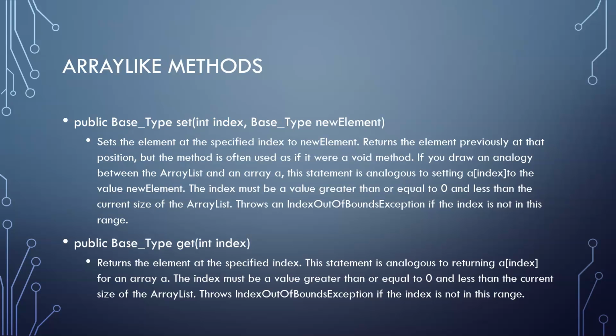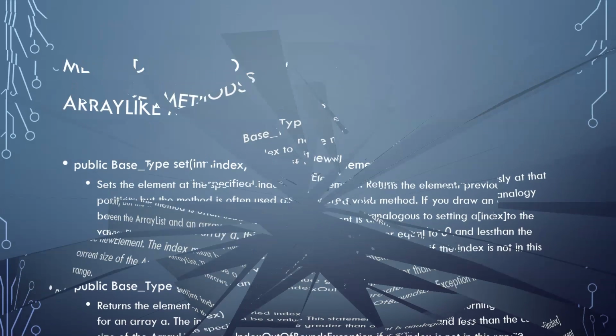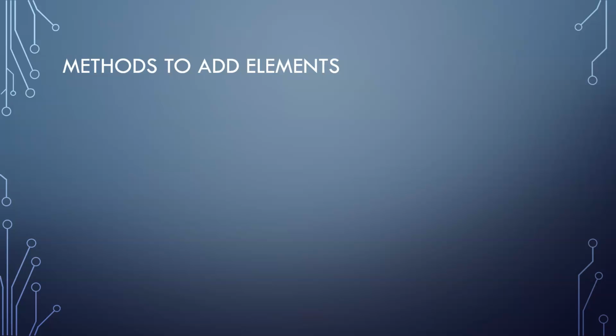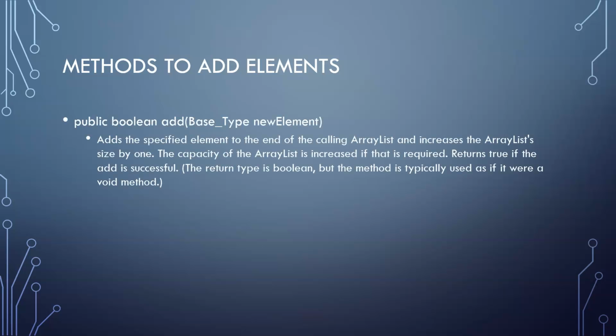So the first one is set, which changes the given value. Remember, it doesn't insert new values. It just changes it, and then get is simply going to tell you what value is at that position. Now, if you want to add elements to an array list, of course, we have the add method, which takes a base type of new element.